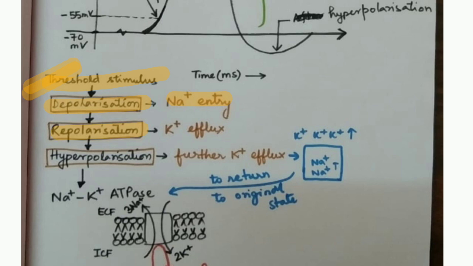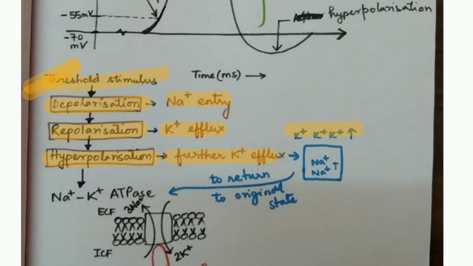Next, there is repolarization. It is due to the potassium ion efflux. After that, there is hyperpolarization. This is due to the further potassium ion efflux. Now let's see, after hyperpolarization, what is the distribution of ions in the cell? There is more and more potassium ion outside the cell.